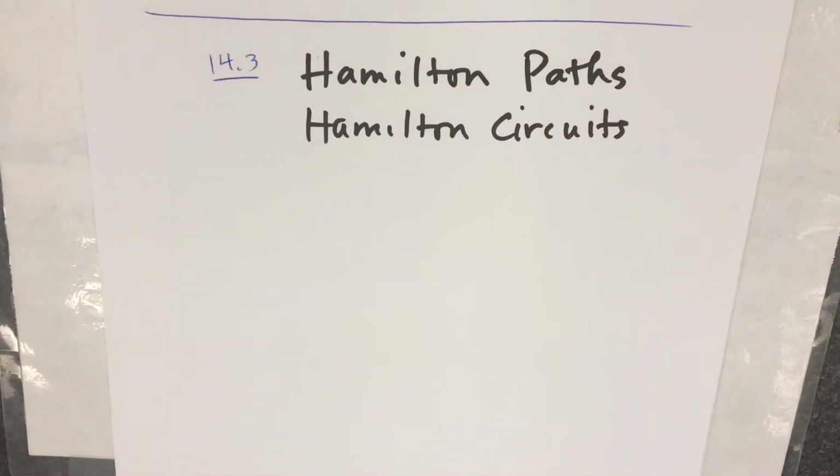In this graph theory chapter, we talked about circuits and paths. That was in 14.1. In 14.2, we did Euler circuits and Euler paths. And now in 14.3, Hamilton circuits and Hamilton paths. Now, if you remember, an Euler circuit goes every edge exactly one time. A Hamilton path and Hamilton circuit goes to every vertex exactly one time.